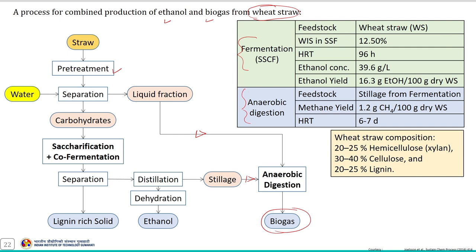So here the feedstock used is wheat straw, and the water insoluble solid in the SSF is around 12.5%, the HRT of this process is around 96 hours, and the ethanol concentration is 39.6 gram per liter, and the respective ethanol yield is 16.3 gram of ethanol per 100 gram of dry wheat straw. While in the anaerobic digestion process, the feedstock is stillage from the fermentation system as well as the liquid fraction obtained after the pretreatment process. The methane yield is here 1.2 gram per 100 gram of dry wheat straw, and the HRT of this process is only 6 to 7 days.